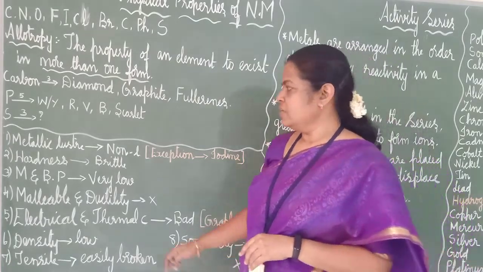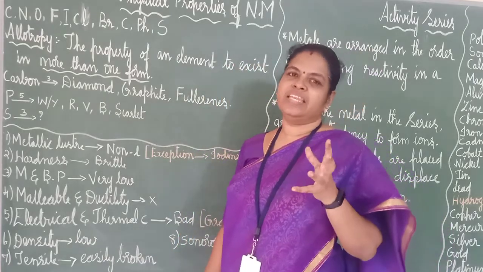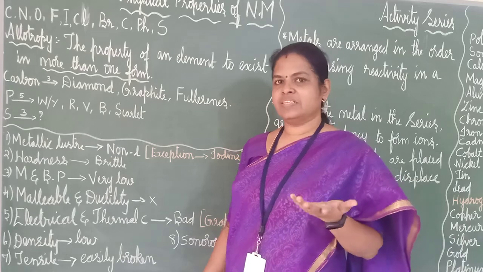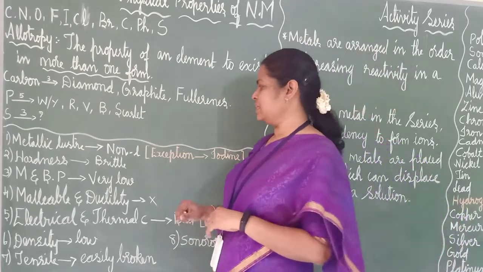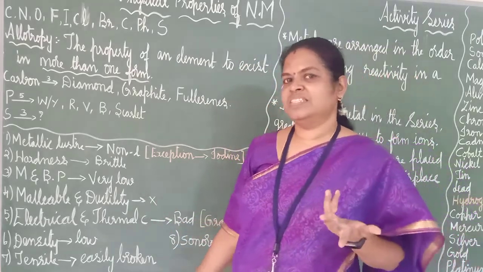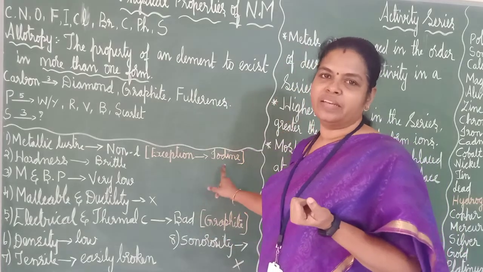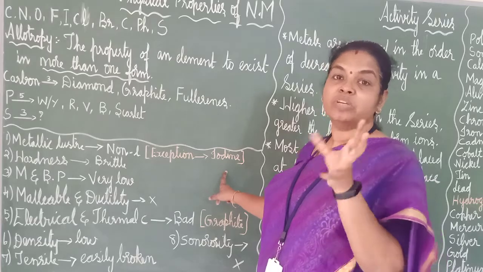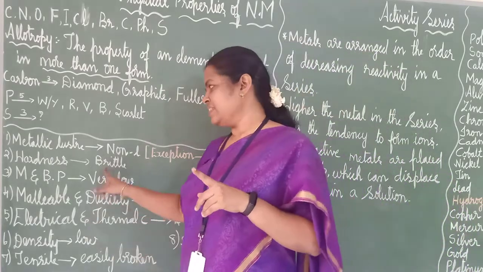We will check once. See, metallic luster. I have told you the definition. It is a shining appearance. Metals will have that luster. In case it is not there, if you rub with sandpaper, you will get that luster, I said. But here, luster will not be there. But there is an exception. See, iodine. Iodine is an exception. It's a non-metal, but it will be shiny. Hardness, you have studied as the second property.